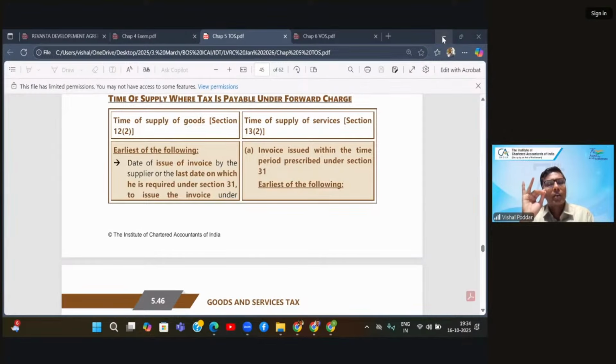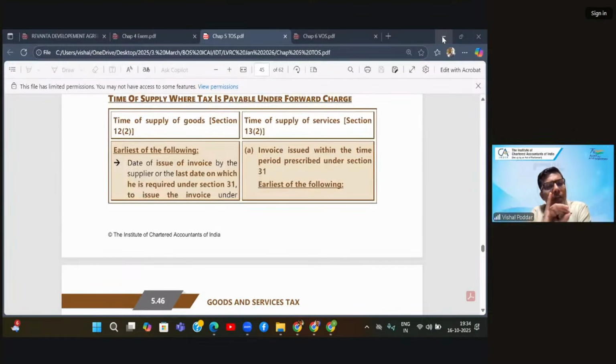So as on date, for the purpose of forward charge of goods, you have to only refer to two dates and take earliest of the two dates. Now, what are these two dates? One is the date of supply, the other is the date of invoice. You have to take earliest of these two dates. Or I will just replace what I said. One is the date of supply. I'll replace this by another word, the date on which invoice was supposed to be issued as per section 31.